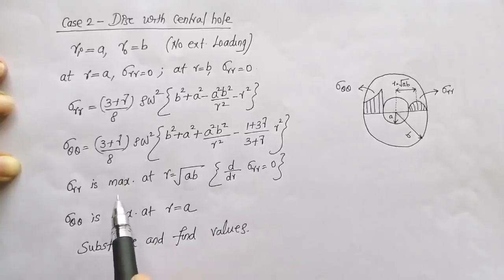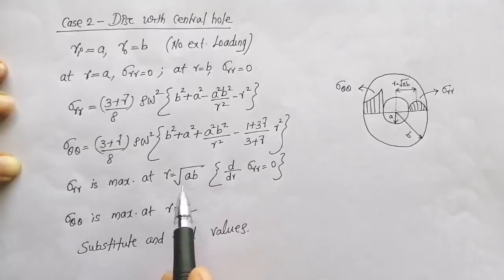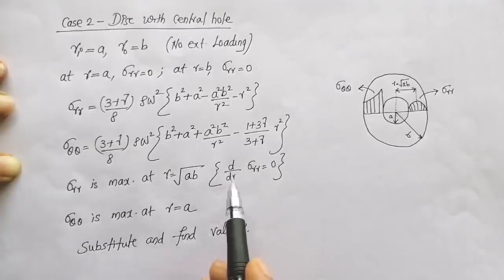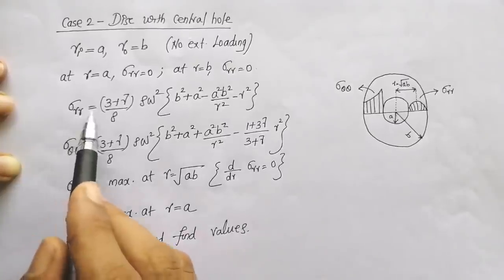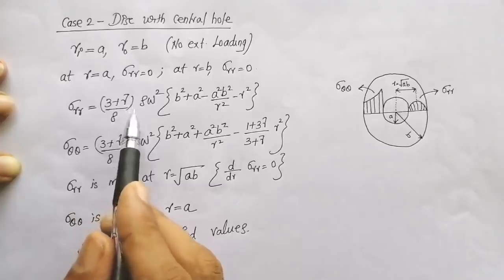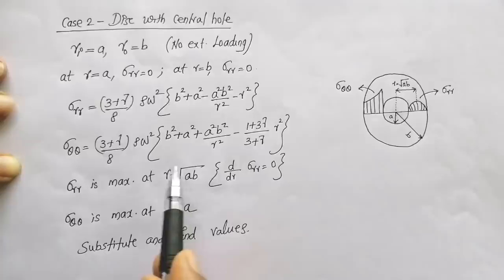Now, what is the value of sigma r max? Sigma r max is at r is equal to root ab. So, how do we obtain that? The first derivative of sigma r, d by dr, equal to 0. If we differentiate this equation with respect to r and equate to 0, we will get r is equal to root ab, that is the maximum value of sigma r.